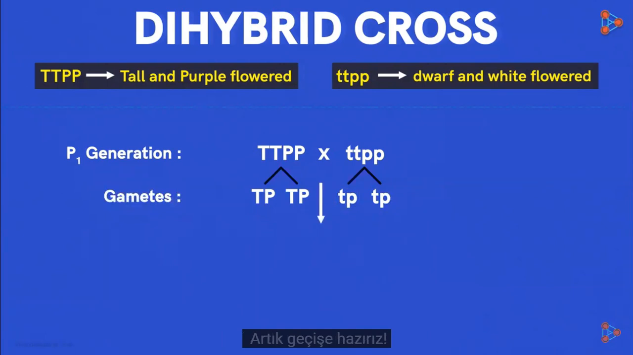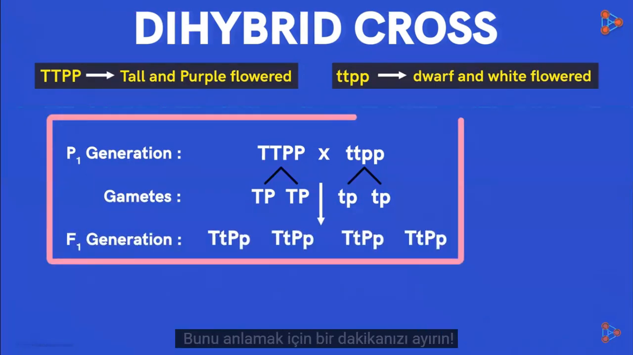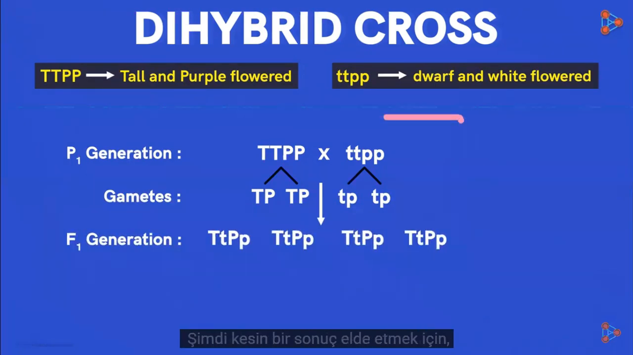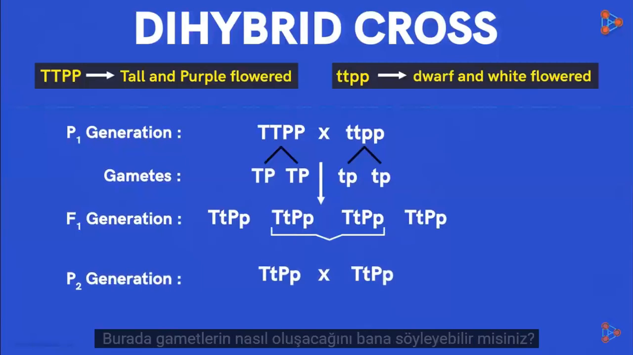Now we're ready for the crossing. This is how the F1 generation would look. Take a moment to understand this. Now, to get a conclusive result, we need to cross the offsprings from the F1 generation and get the F2 generation. Let's pick any from the F1 generation. Can you tell me how the gametes will be formed here?